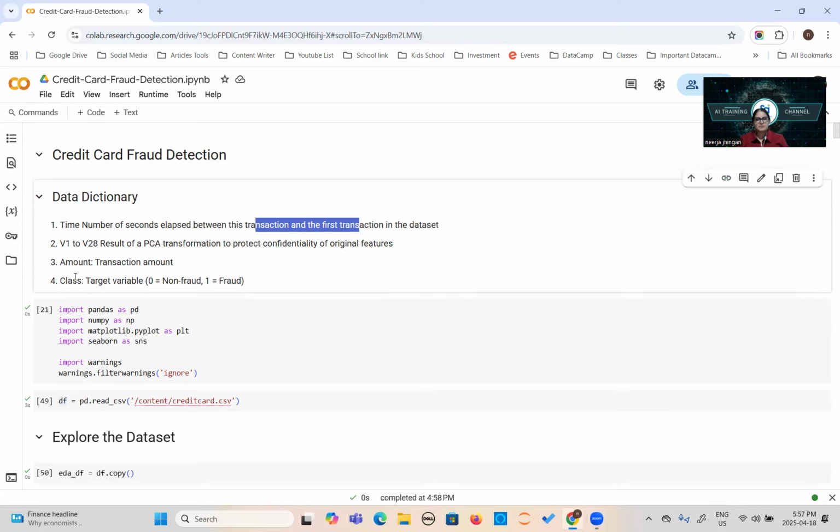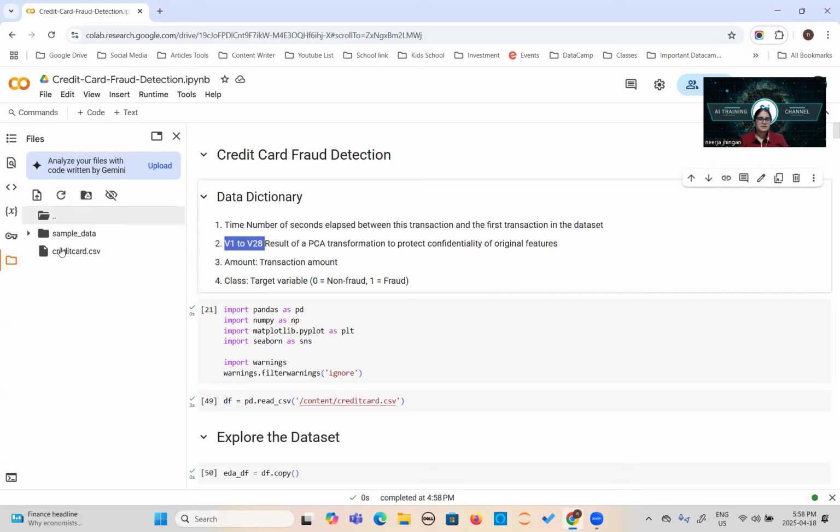Okay, maybe at a beginner level you think, what is this, I don't understand. That's why I'm explaining: this happens after the PCA transformation. So whenever you download the dataset from Kaggle or any other place, you will never find the original feature names. It is always like this, to keep the original features confidential. And Amount is another feature, that is the transaction amount, and this is your target feature. 0 belongs to non-fraud, 1 belongs to fraud. Okay, I'm using Google Colab, so I have uploaded the dataset here.